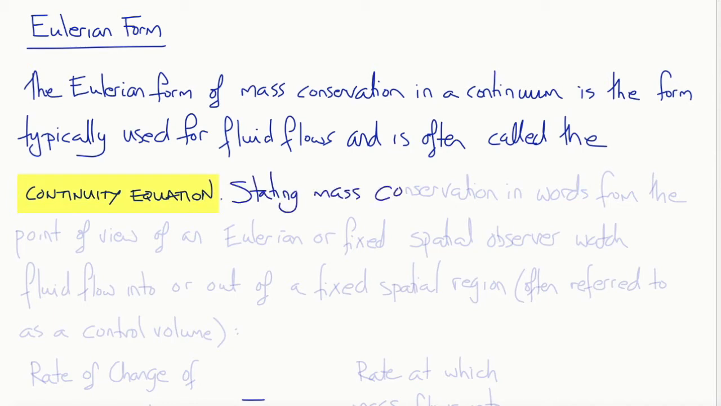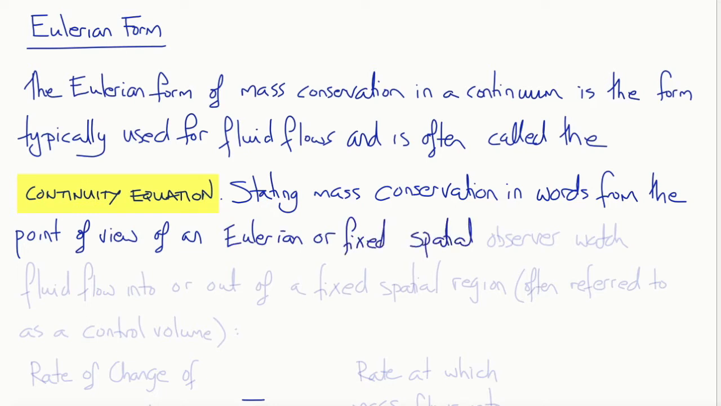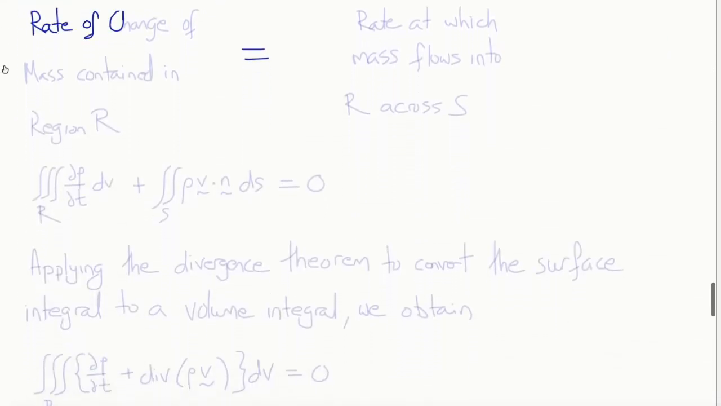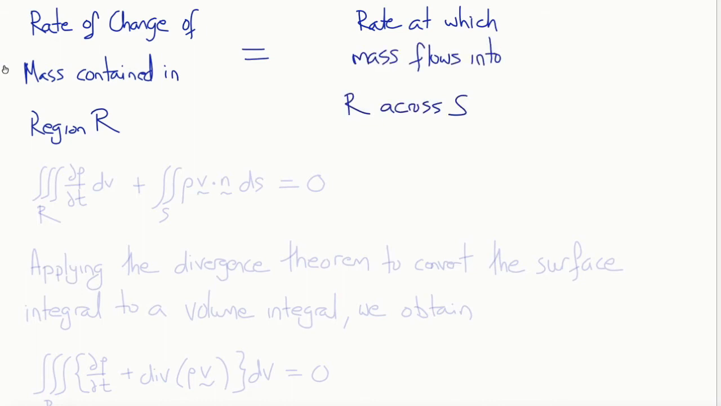Stating mass conservation in words from the point of view of a fixed Eulerian spatial observer watching fluid flow into and out of a fixed spatial region, which is often referred to in fluid mechanics as a control volume, we can write the following. The rate of change of mass contained in the fixed spatial region R must equal the rate at which mass flows into that region R across its boundary S.